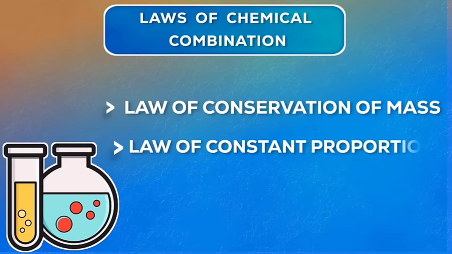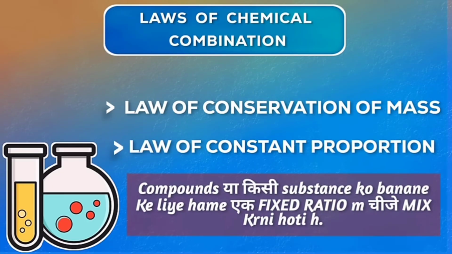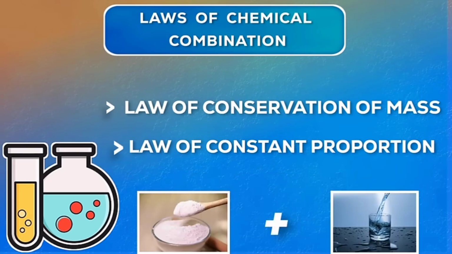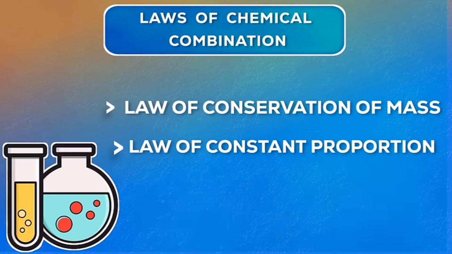The second is the law of constant proportion. According to this law, to obtain any substance, we must mix the ingredients in a fixed proportion. For example, when we make bread by mixing flour and water, we must follow a fixed ratio. If we add too much water or too little flour, the bread will not be made properly. This is the law of constant proportion.